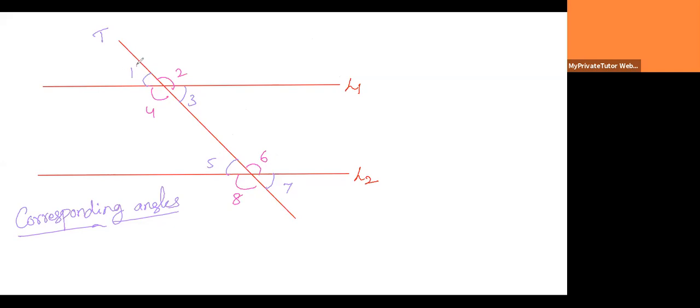See, can you see 1 and 5 are at the same place, but in different lines, same positions we can say. Guys, understand that? Which means the corresponding angles are always equal. So what are the corresponding angles we have here? Angle 1 and angle 5, angle 2 and angle 6, angle 4 and angle 8.